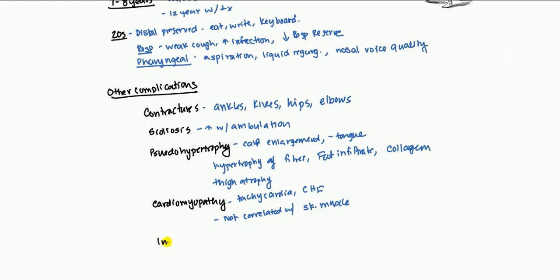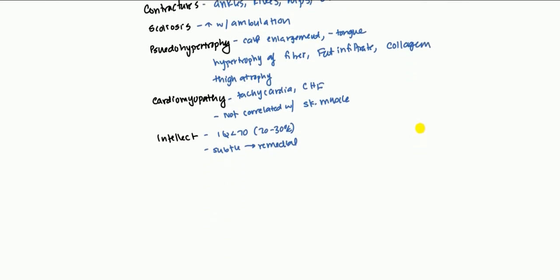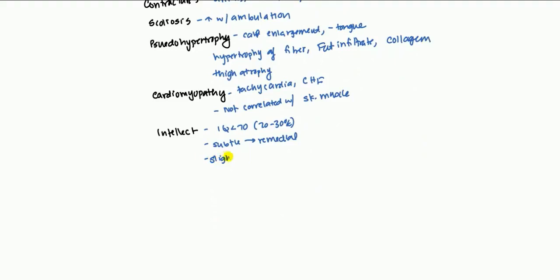Next effect is going to be on the intellect. These patients are associated with a very low IQ, sometimes less than 70, in about 20-30%. However, sometimes it's much more subtle and they just need some type of remedial help in school. Overall, they're okay. And finally, there is a slight increase in epilepsy. And this all is because dystrophin has been found in the brain. So they feel like this is the reason why they tend to have all these intellectual problems.